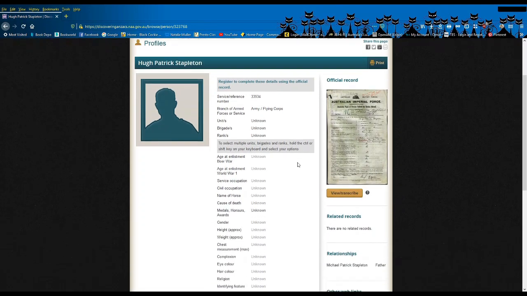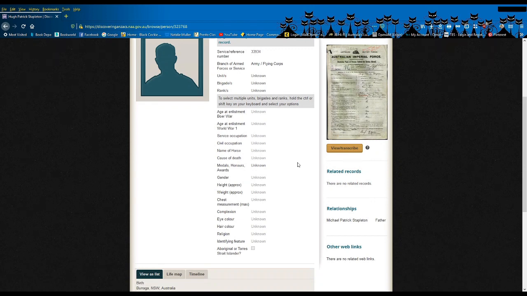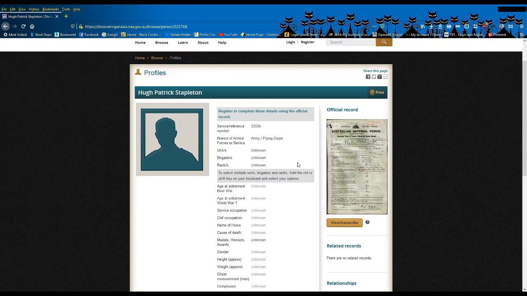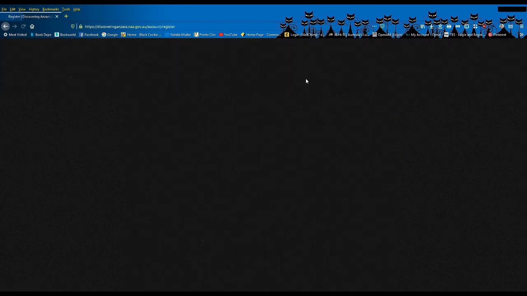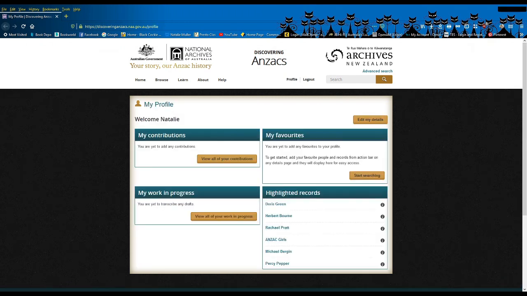I knew that they had a big archive. I also knew I had a photograph of him. So here is the original image of his entry. And so I signed up. I signed in, logged in, and then you can make contributions. You can add photographs that you have. They have to be legitimate, but you can add to the archive. You can transcribe things for the archive.